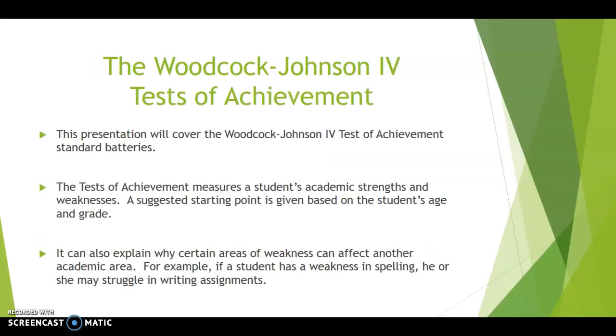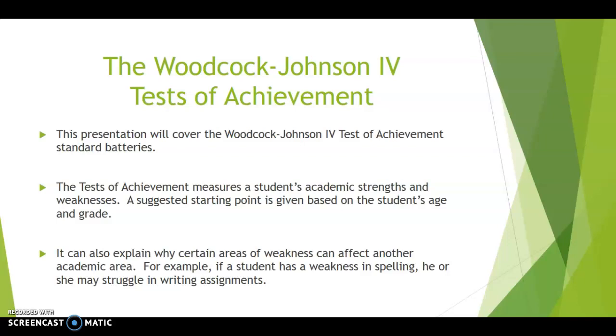Now, there is actually quite a bit to the Woodcock-Johnson test of achievement. I will be covering the test of achievement, the standard battery. We will just very briefly touch on the extended batteries that are also offered. The test, what does it do? It actually measures the student's academic strengths and weaknesses. It gives you a suggested starting point on where to begin in the test based on the student's age and grade. And the results can help explain a lot of things.